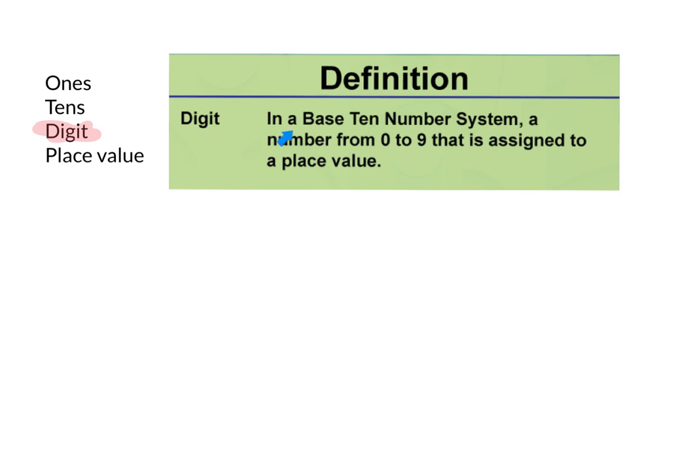Digit. In a base 10 number system, a number from 0 to 9 that is assigned to a place value. The number 7 is considered a digit, the number 8 is a digit, and the number 9 is considered a digit. Again, the numbers from 0 to 9 are all considered digits.